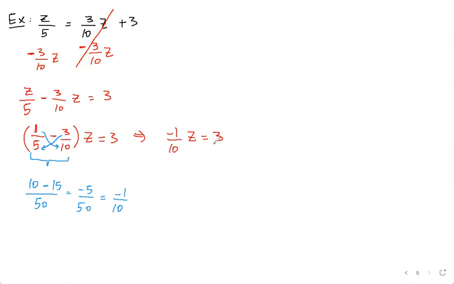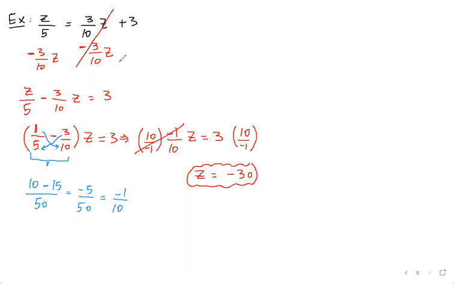Now what do I have to do? Multiply by the reciprocal of negative 1 over 10. Yes, exactly. So multiplying both sides by the reciprocal, 10 over minus 1, this will be cancelled. I get z equals minus 30. This is the answer. To check, you have to plug it inside the formula, this formula, and make sure the answer is right.